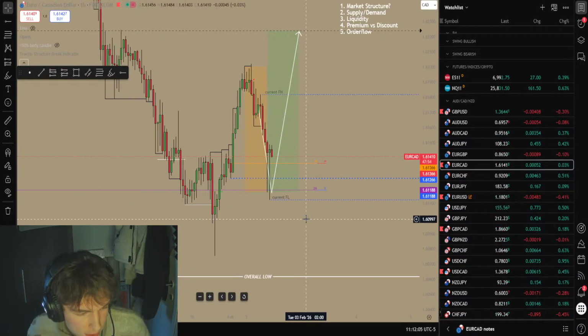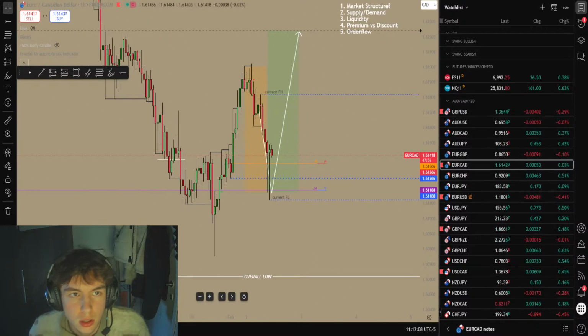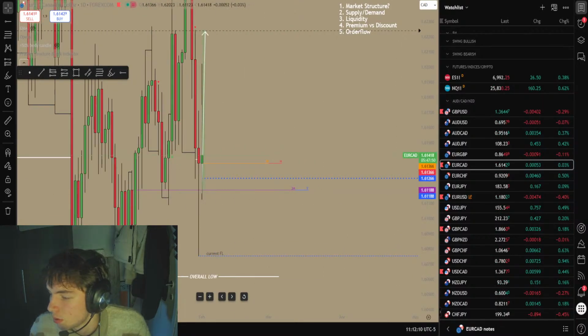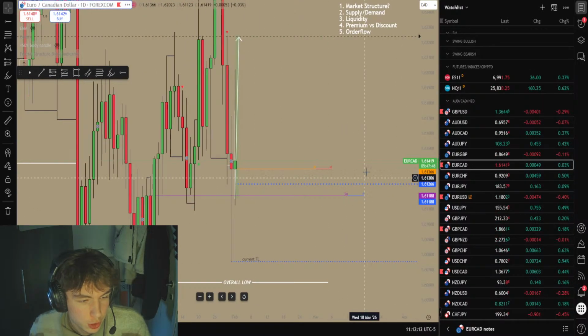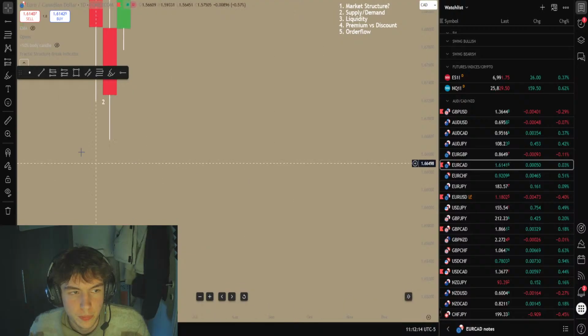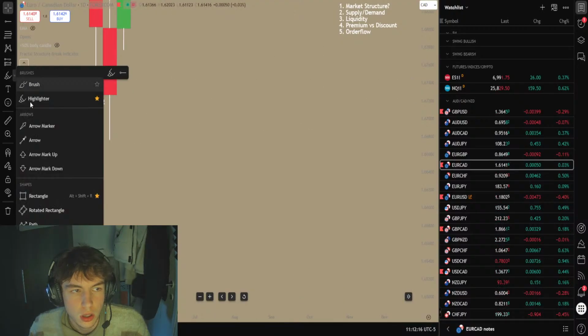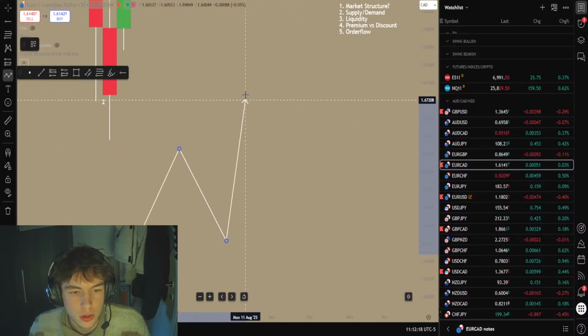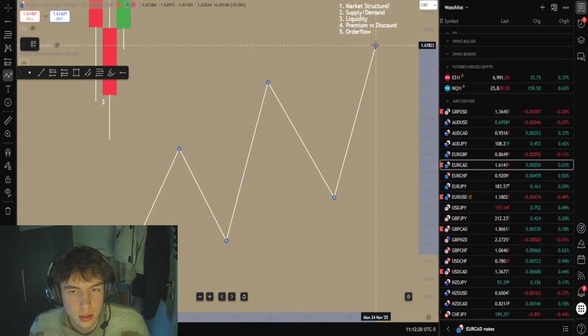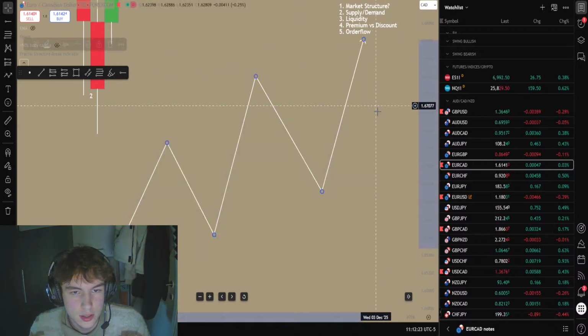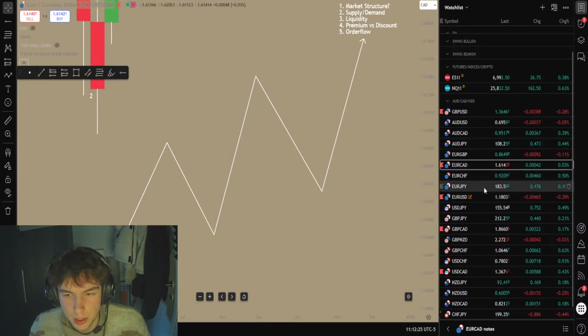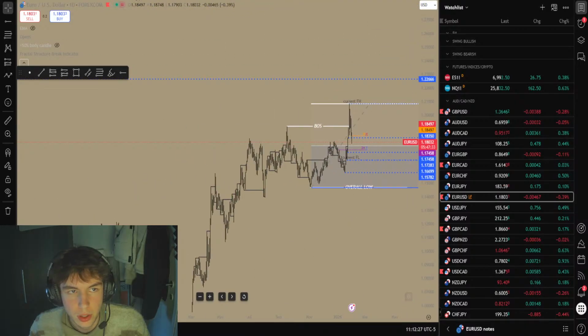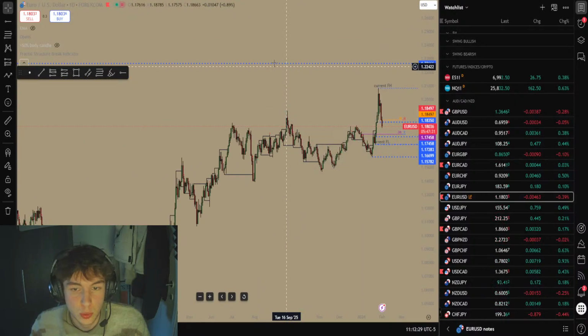So let's say the daily is bearish, but the 4 hour is bullish. What do we do then? Okay, so let's say overall our swing on the daily is bullish. That's basically Euro USD right now. If we look at Euro USD on the daily, we can see that we are swinging bullish.